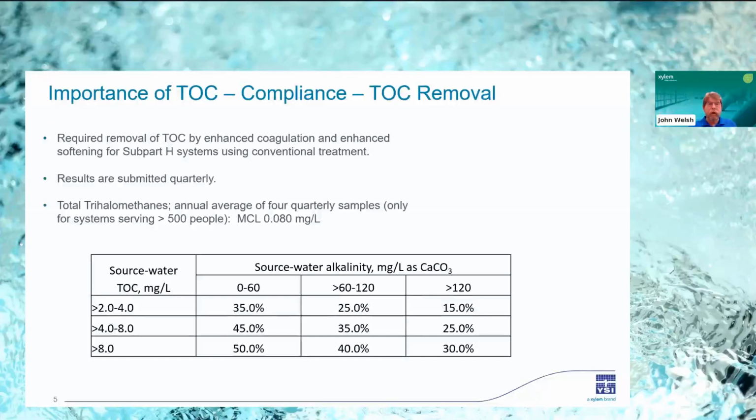This chart shows the required TOC removal for Subpart H systems. As you can see, the source water TOC in the range of 2 to 4 milligrams per liter is very typical. As you would expect, as the source water TOC concentration increases, the percentage of removal also increases. However, in many cases, a higher percentage of TOC removal beyond the required targets may also be beneficial or necessary to prevent the formation of disinfection byproducts in the distribution system.